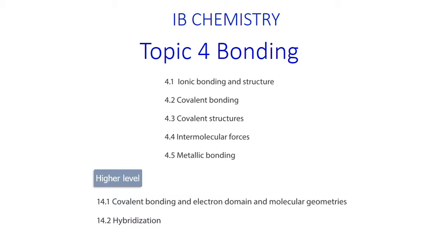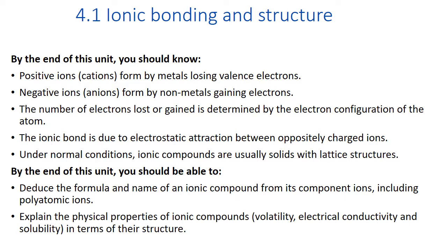The next topic we're going to look at is topic 4, bonding. In particular for this lesson, ionic bonding and structure. A lot of it will be going over previous stuff you've done last year, but we're looking at what positive ions are and how they are formed, what negative ions are and how they are formed. The number of electrons lost or gained is determined by the electron configuration of the atom, linking it back to stability and noble gas configuration.